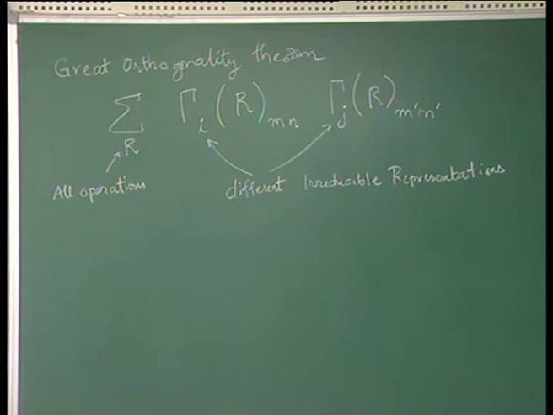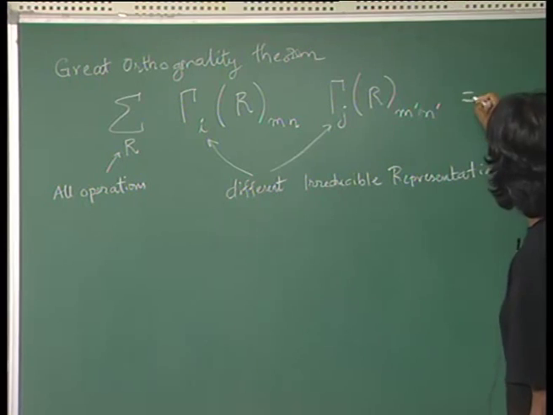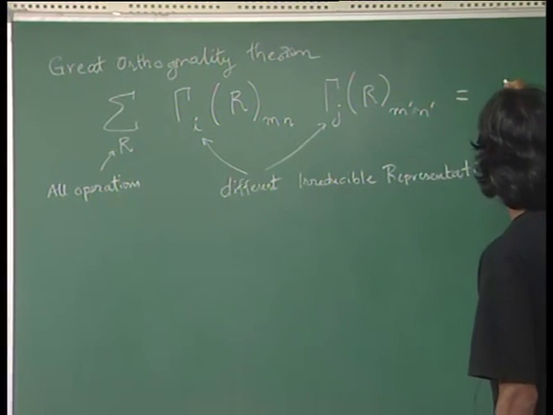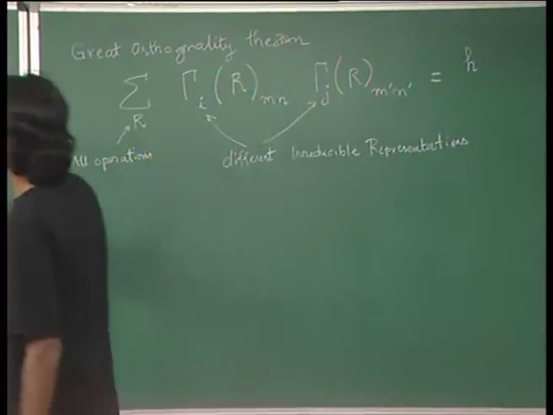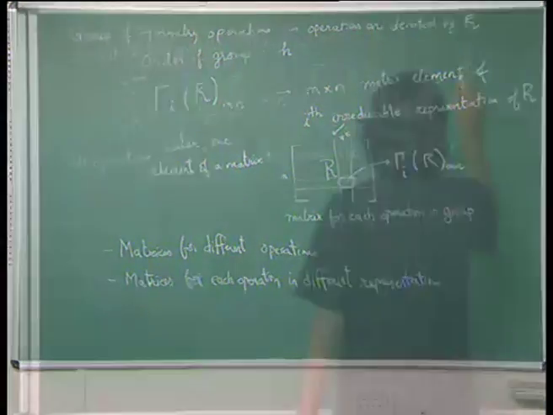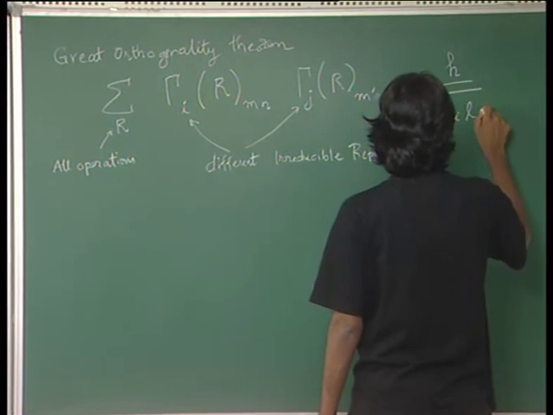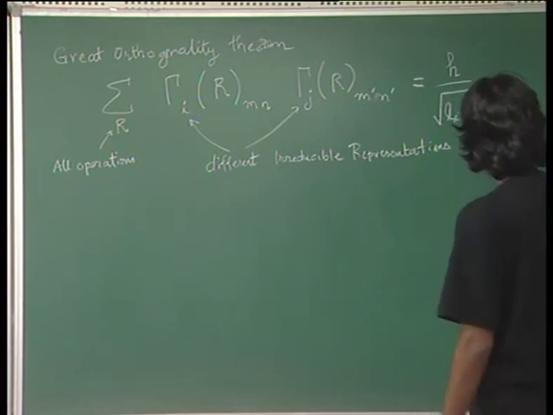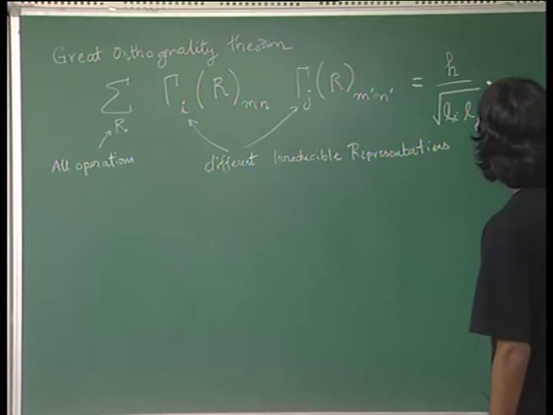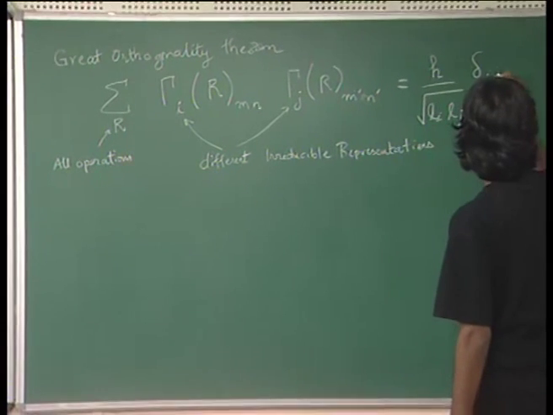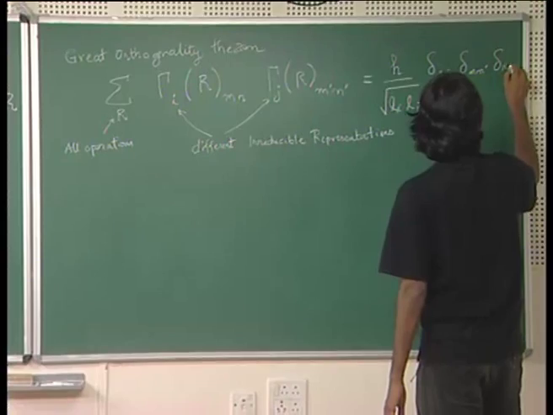what you will find is quite a remarkable orthogonality, and so I will write this in a form: H, where H is the order of the group, divided by square root of L I L j, okay, and I will explain what L I and L j are, times delta I j delta m m prime delta n n prime.